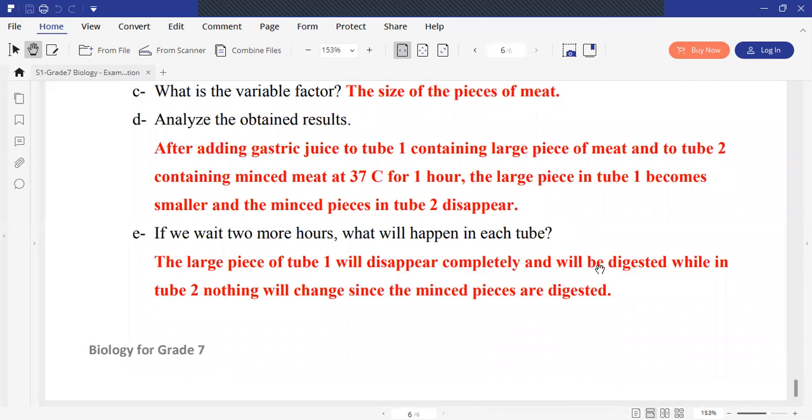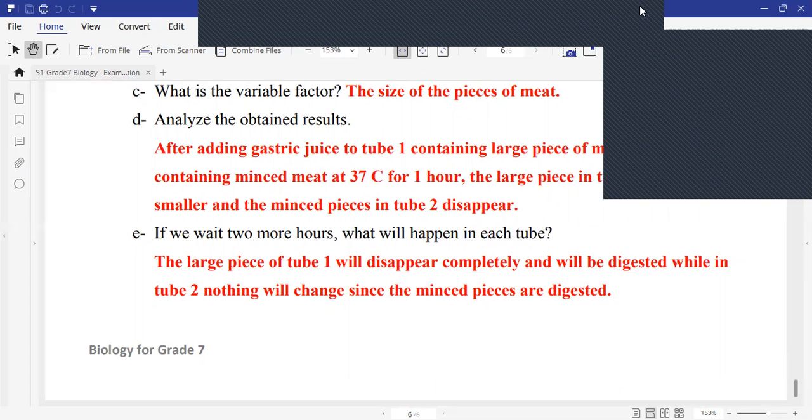So you have to pay attention, review the notes, and practice drawing the graph and drawing the table of conditions. Be ready for the exam.